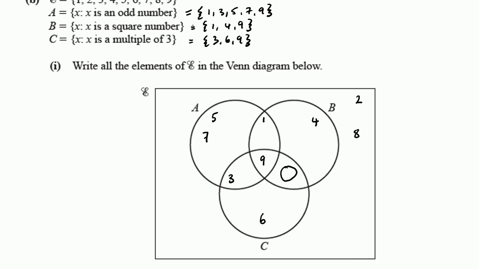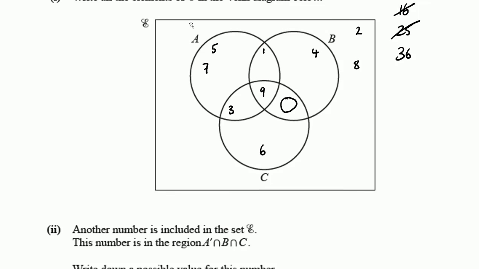Going past 9, the next square number is 16. Well, that's not a multiple of 3. 25, that's not a multiple of 3. But then we hit 36, which is 6 squared. So 36 satisfies the condition that it's a square number, it satisfies the condition that it's a multiple of 3, and it satisfies the condition that it's not an odd number. So I could use 36.